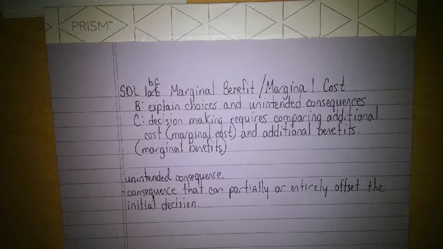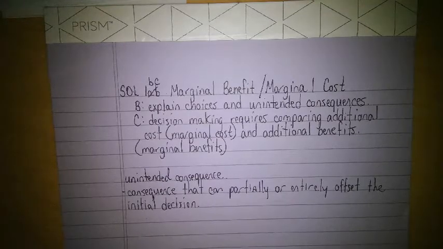And then it says few choices are all or nothing decisions. Most choices involve doing a little more or a little less of something, and that's just part of it. Most choices you make always have an effect. There's usually not an all or nothing idea. Okay? So, an unintended consequence is one that can partially or entirely offset the initial decision. Is everybody with me there? Does that make sense? Okay.